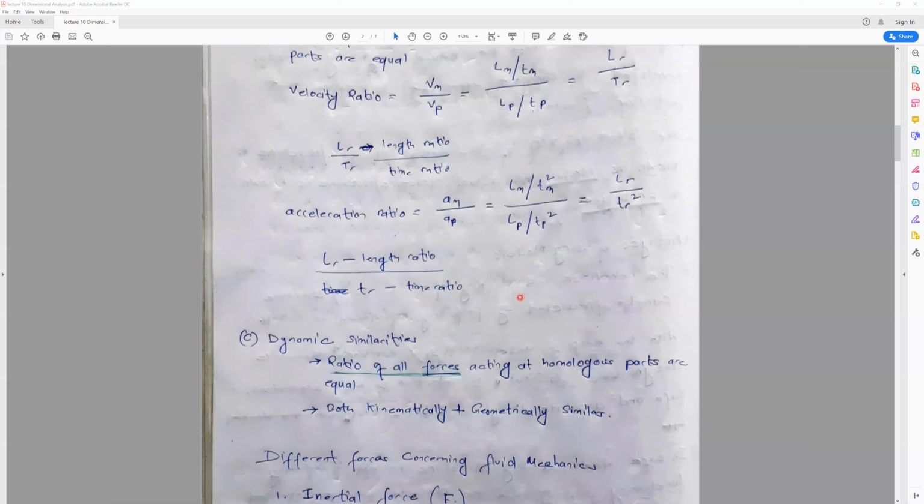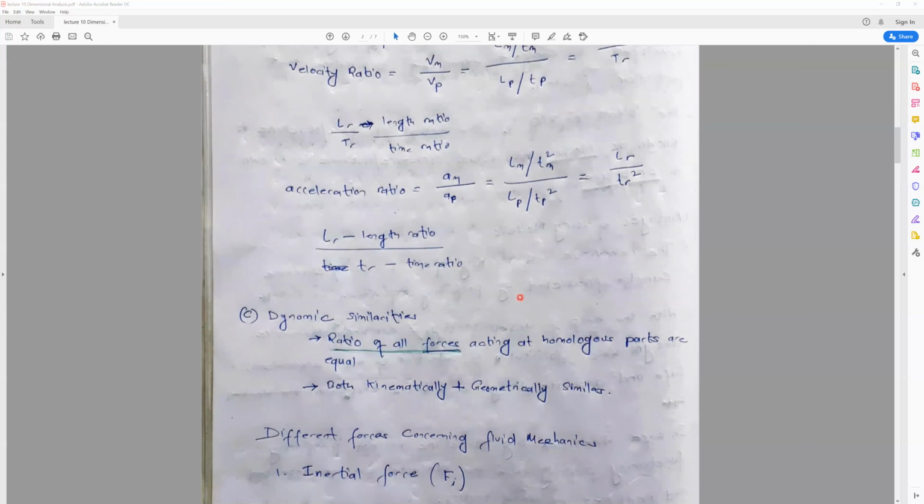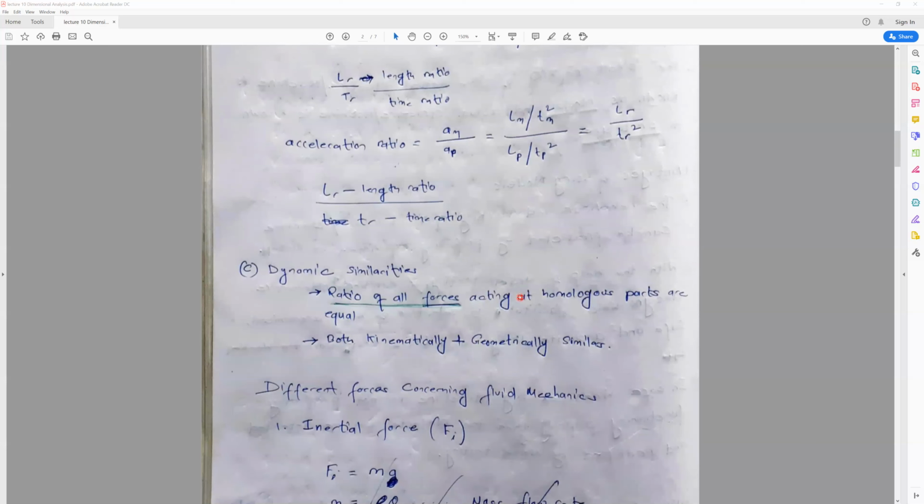The next type of similarity is dynamic similarity. For an object to be dynamically similar to the prototype, it has to be first kinematically similar, plus geometrically similar to its prototype. Then we call it dynamically similar, or in other terms, the ratio of all the forces acting at homologous parts are equal. Here we come to a very interesting term: the ratio of all the forces. This is what makes this topic very interesting.